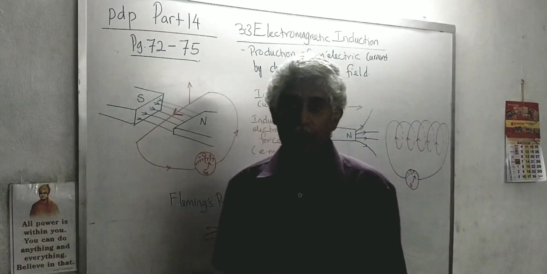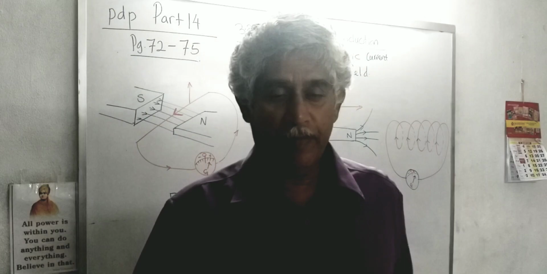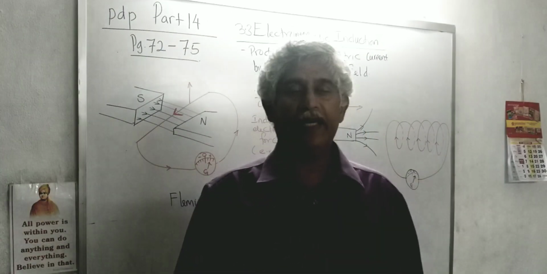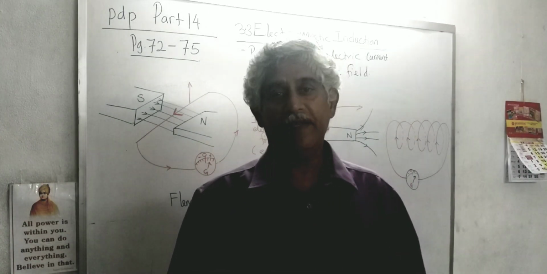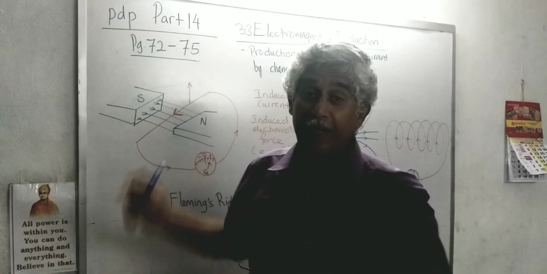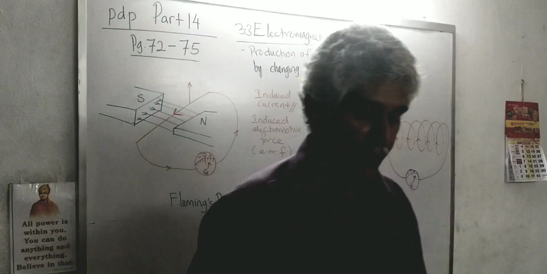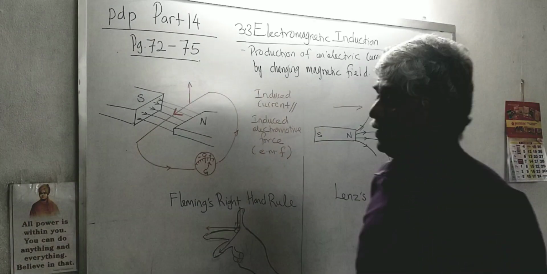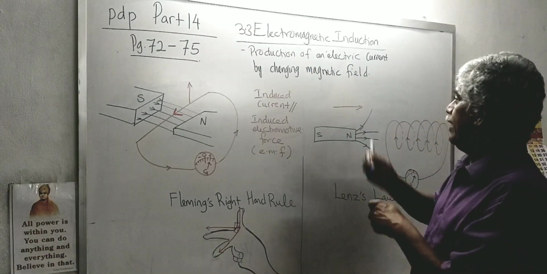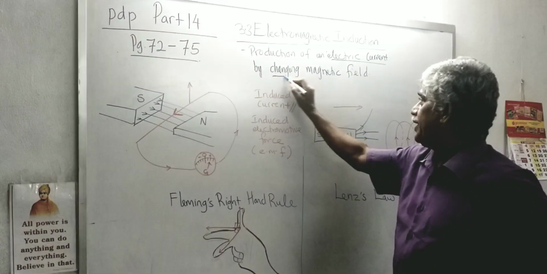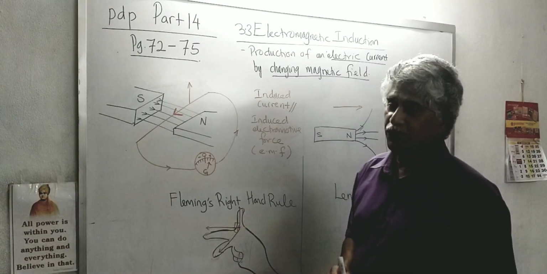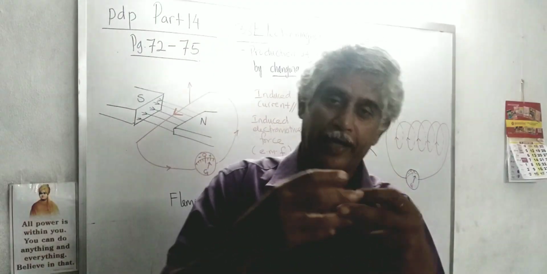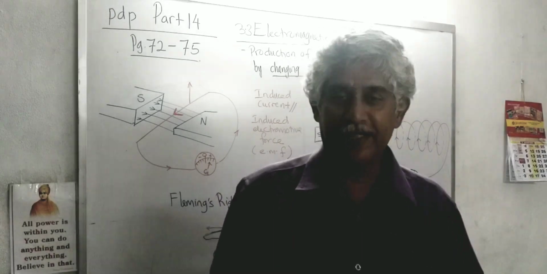But I'm not going to cover up to page 75 today, because it involves another idea, basically the direction of current, which is more the focus of page 75. Today, look at the title and the subtitle: Production of an electric current by changing magnetic field. That means when you change a magnetic field, it doesn't mean you have to use a strong, big magnet, although of course that also changes the magnetic field.